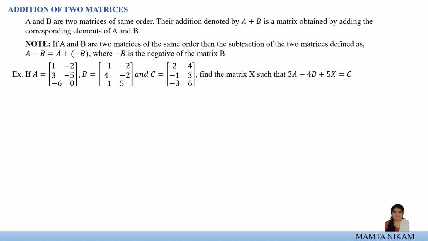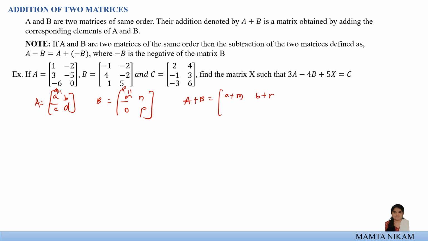Okay. Moving on to another form, that is addition of two matrices. How to add two matrices? If two matrices are given, say A = [a b; c d] and B = [m n; o p], how do we add? Simple. Just add the corresponding elements. That means a11 adds with the corresponding b11, so A plus B will look like [a+m b+n; c+o d+p]. Such will be the case.